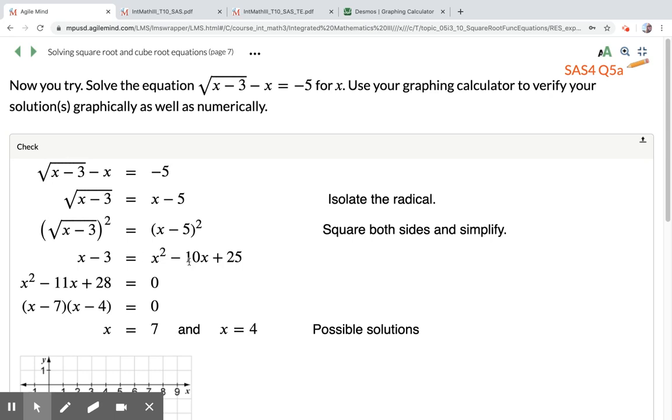And then I moved everybody to the same side. So if I subtract x, it gives me a negative 11x. If I add 3, that gives me a 28, and now it's set equal to 0.